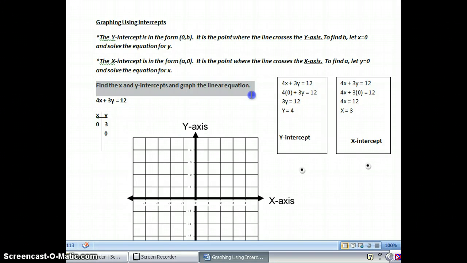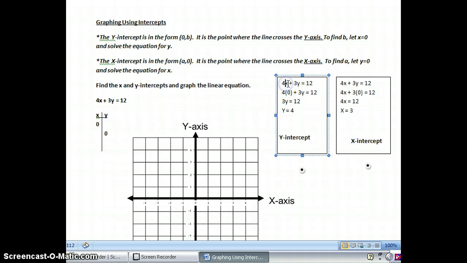This question says, find the x and y intercepts and graph the linear equation. So the question is saying to do 3 things. Don't forget to do all 3 of them. So the first thing we're going to do is set up our little t-square. We're going to plug 0 in for x and solve for y.